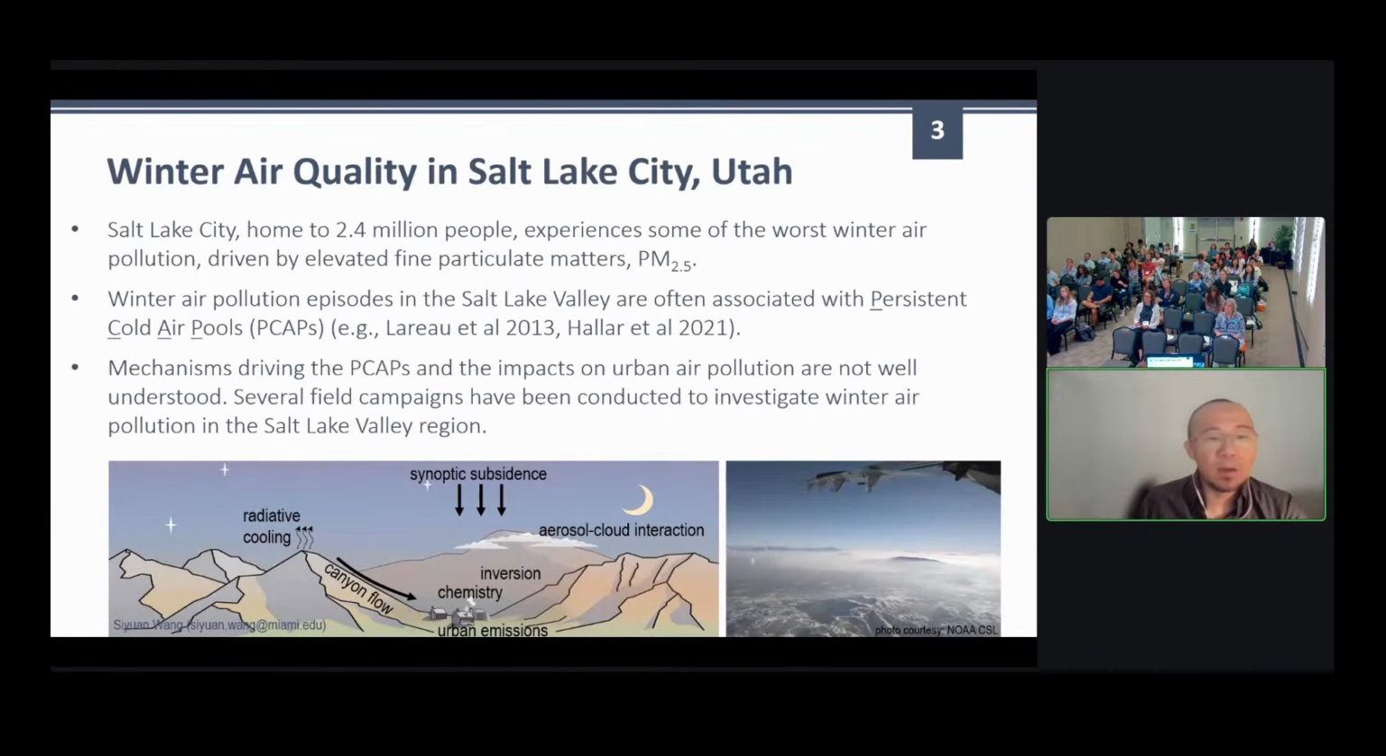So among these major metro areas, Salt Lake City in Utah definitely experienced some of the worst winter air pollution. Studies in the area have shown that the winter air pollution episodes in Salt Lake Valley are often associated with the so-called persistent cold air pool events, or PCAPs. These unique meteorological conditions essentially cause the pollutants to be trapped near the surface.